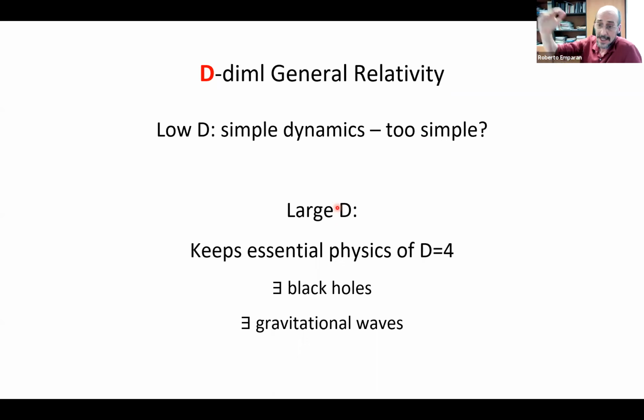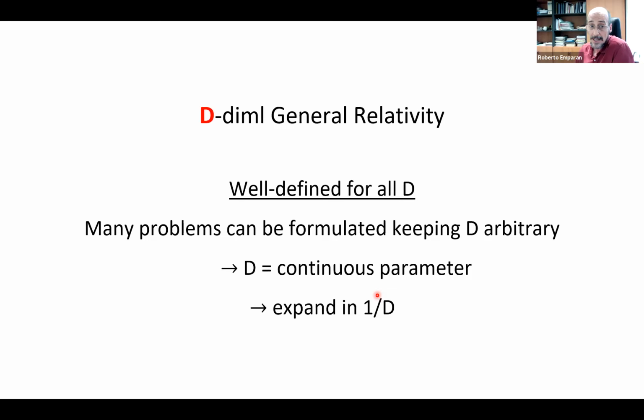Whereas if we take D to be greater than 4, well, we're still keeping at least some of the essential classical physics of 4-dimensional gravity, right? So we keep both black holes and we keep gravitational waves. And the theory in general, the classical theory of general relativity, is well defined for all D greater or equal than 4. And not only this, many problems can be formulated while you keep D arbitrary.